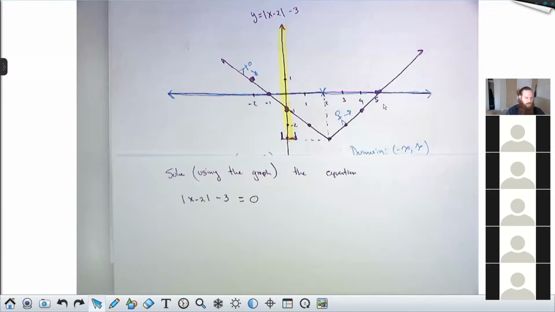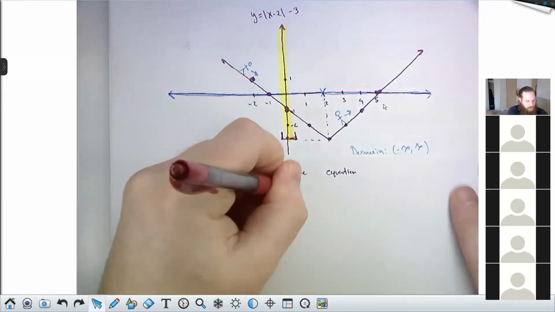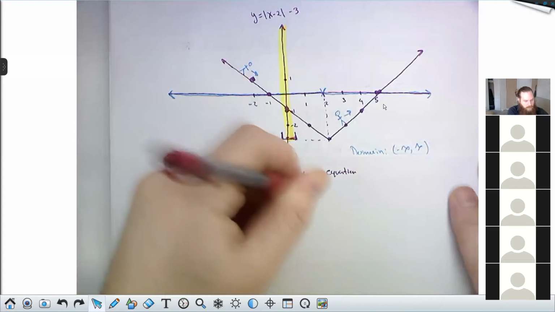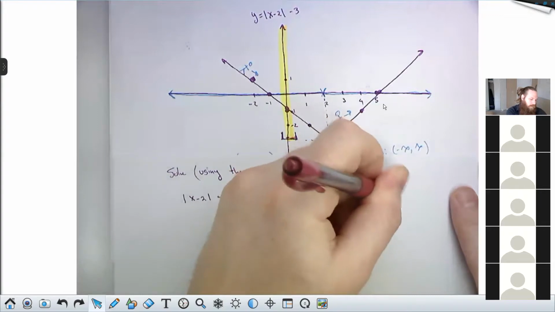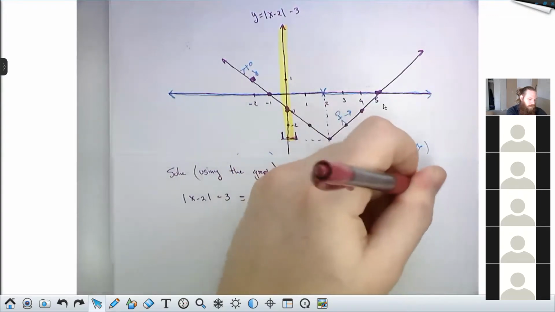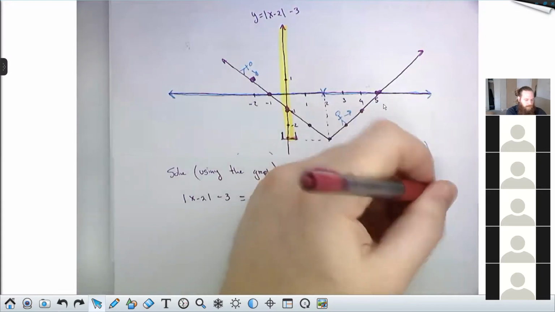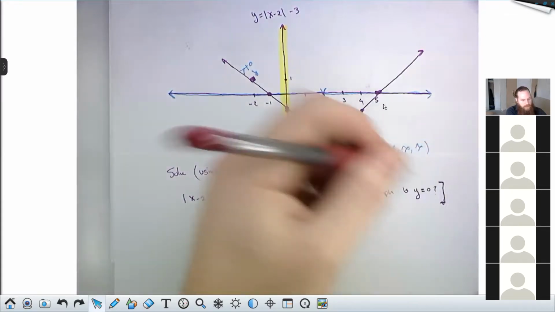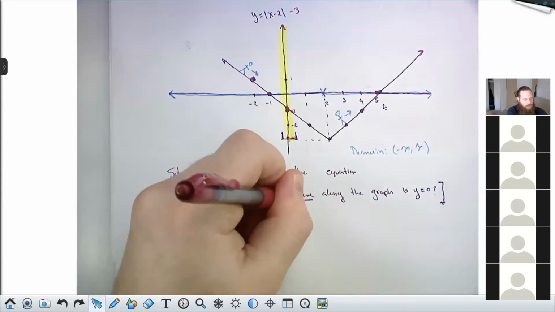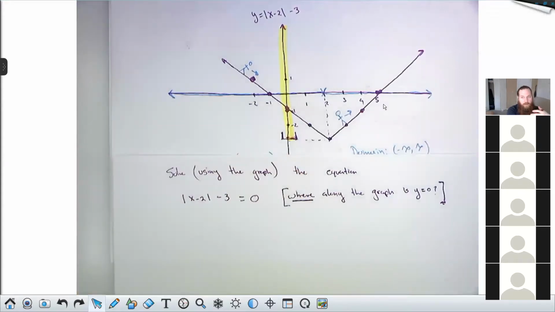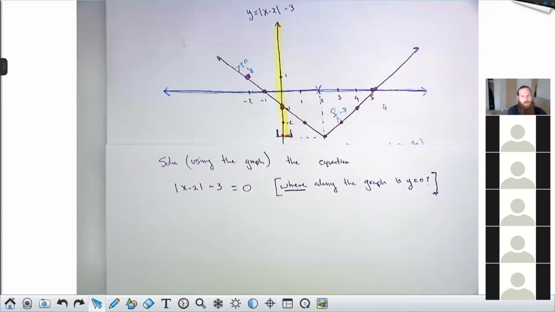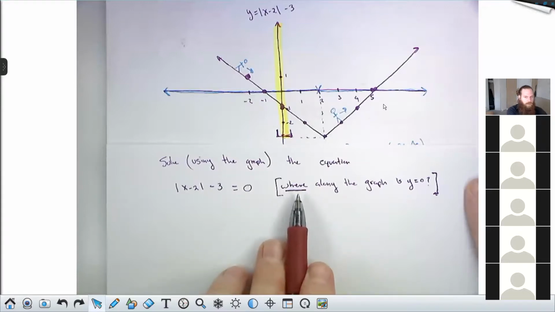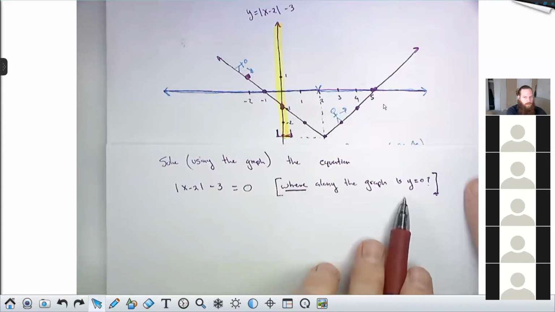So in other words, we're asking here, where along the graph is y equal to 0? And a neat trick in mathematics, the word where: anytime you find yourself looking at a graph and asking where is something happening, your answer is always going to be an x value. So where always means for what input, or for what x value. So for what x value is y equal to 0?